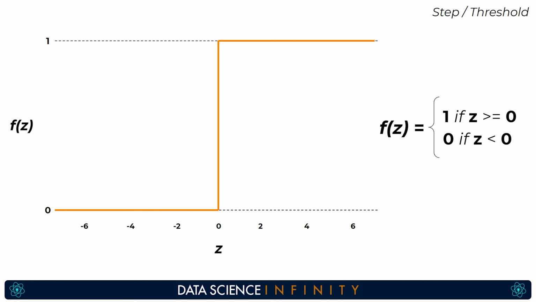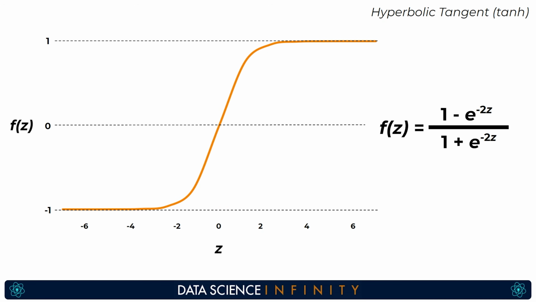Now, more similar to the sigmoid function is another commonly used activation function called the hyperbolic tangent function, often just written as tanh. And you can see that this has a curve somewhat similar to sigmoid, although if you look closely on the left-hand side, you see that this activation function squishes our values between -1 and +1, rather than 0 and 1 like we saw with sigmoid.